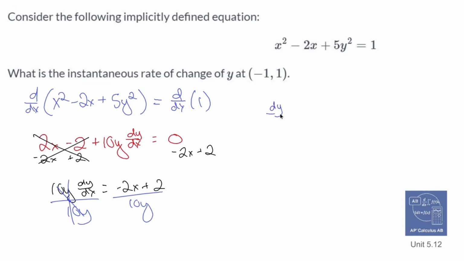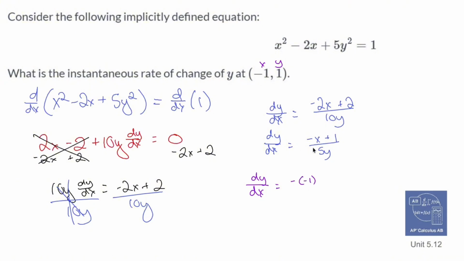And now dy dx is equal to negative 2x plus 2 over 10y. Those are all even numbers, so let's simplify it a little bit more and make it negative x plus 1 over 5y. I'm not done yet because I have to deal with this point right here. So I'm going to plug in that point. The instantaneous rate of change, which means the derivative, involves plugging in negative 1 for x, so double negative 1, plus 1 over 5 times regular 1, which is negative 1 plus 1 over 5, and 1 plus 1 over 5 is 2/5.